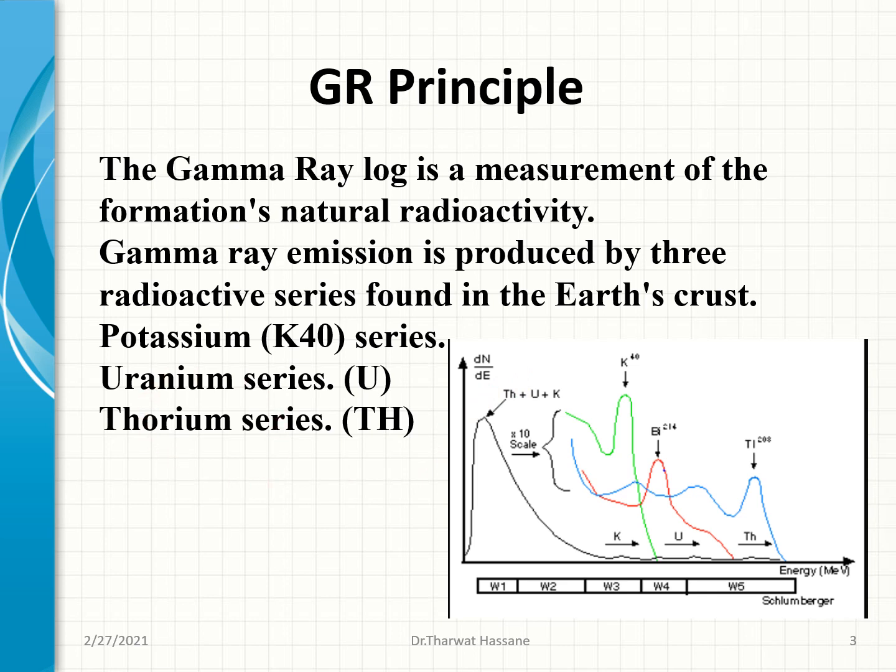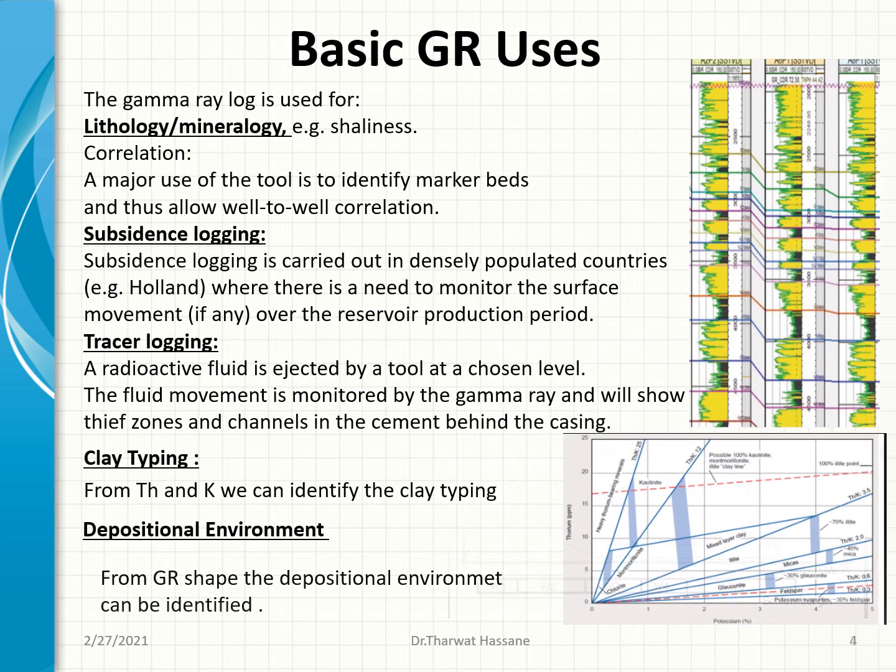So this is very simple to know. The gamma ray comes from three main sources: potassium, uranium and thorium. Later on, by using spectral gamma ray, we'll explain which elements in the Earth contribute to the shale and which do not.